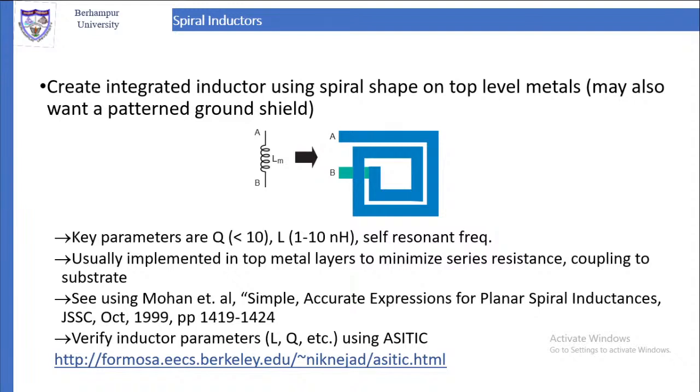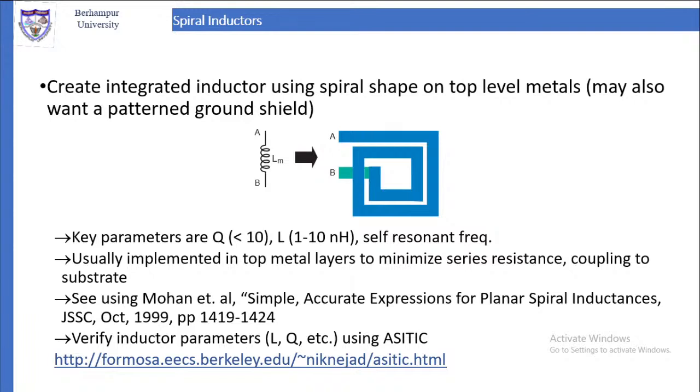Simply using this, you can get between 1 to 10 nanohenry of inductance, and it has its own self-resonance frequency, because it is an inductor as well as a coil, which means it has a resistance. Since it is a coil, it is a metal conductor of finite length, so it will have a resistance. So it is an RL inductor. It can be an RL resonator, so it has a self-resonant frequency.